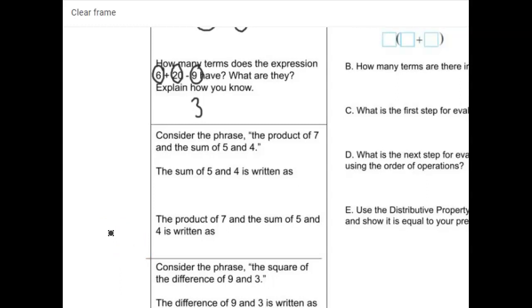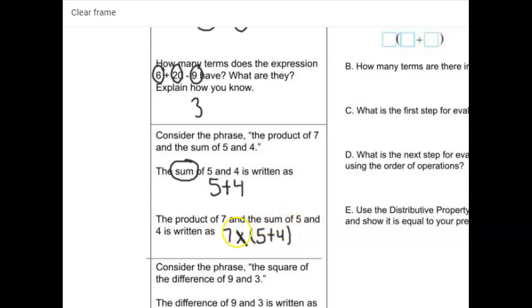Consider the phrase, the product of 7 and the sum of 5 and 4. The sum of 5 and 4 is written as 5 plus 4 because the word sum means the answer to an addition problem. The product of 7 and the sum of 5 and 4 is written as 7 times, and then we're just going to put in parentheses 5 plus 4.